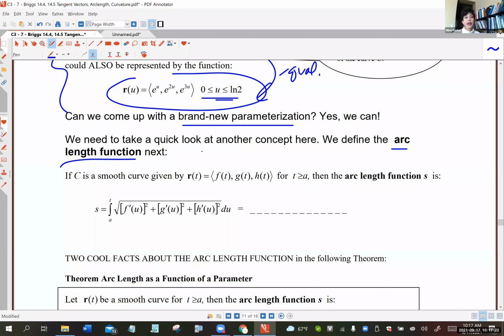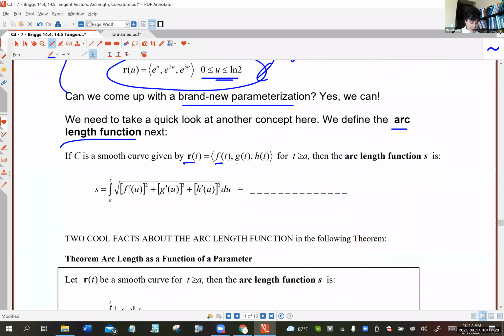Fine. So say you've got a curve with components f of t, g of t, h of t, as long as t is greater than some number a. The arc length function s, and remember s is the classic letter that we use for arc length, has lower limit a, and this t is variable. The a is a fixed number, and traditionally the a is equal to 0, although it doesn't have to be.